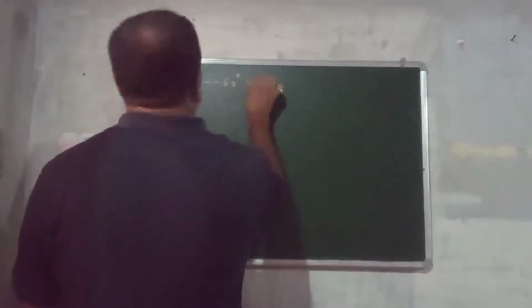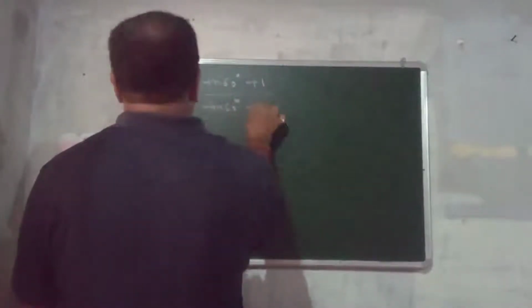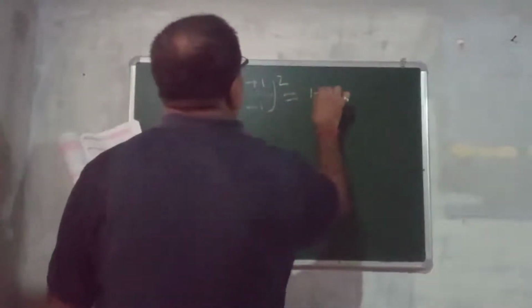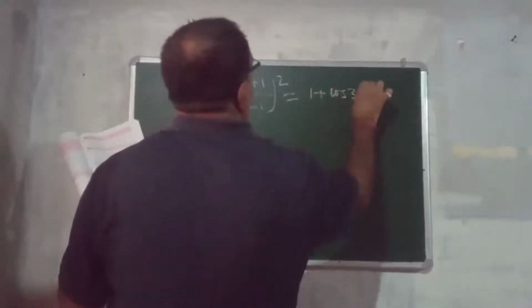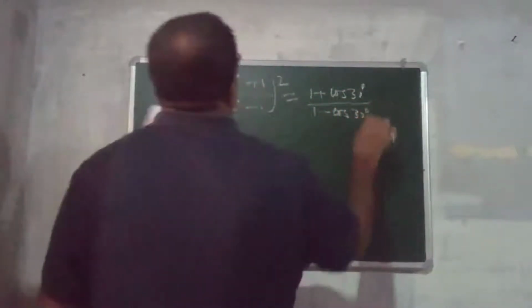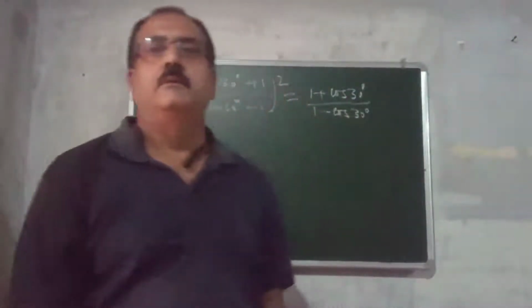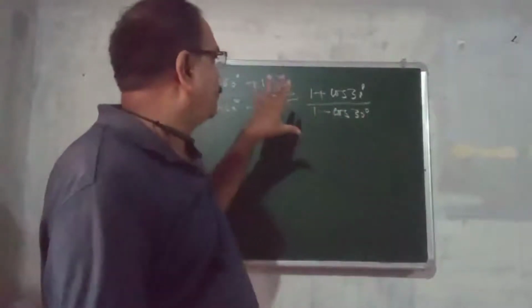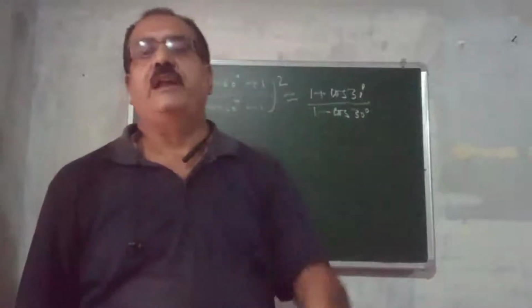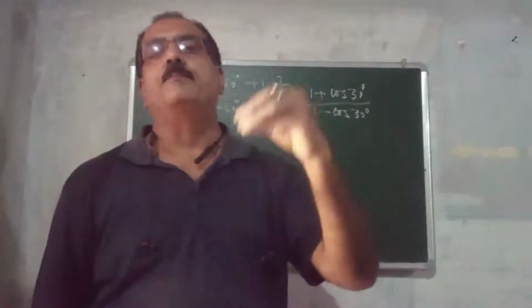(tan 60 degree plus 1 by tan 60 degree minus 1) whole square equals (1 plus cos 30 degree) by (1 minus cos 30 degree). This type of question. Whenever an equal sign is given, what do you have to show? You have to show that the left hand side and the right hand side both have the same value. And for this, we have to put in the values and simplify.